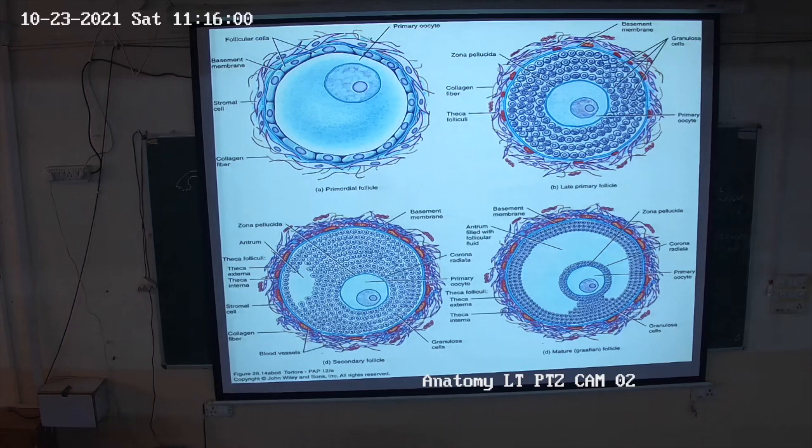Primordial follicle surrounded by the flattened cells, primary follicle surrounded by the simple cuboidal cells. These layers can be one or two. So if there is a single layer, then it is unilaminar. If there are 2 to 3 layers of the cuboidal cells, then it is multilaminar. Then there will be formation of a small cavity, then it will be secondary follicle. And if the cavity enlarges, then these layers undergo mitotic division, form membrana granulosa surrounded by the theca interna and externa, which are the cells of the stromal part. Then it forms a mature follicle which is known as Graafian follicle.